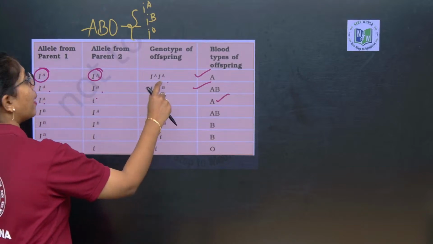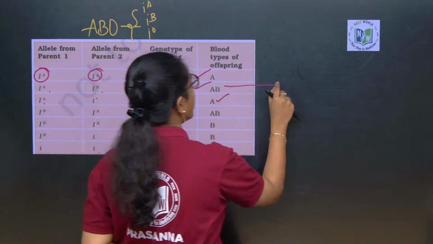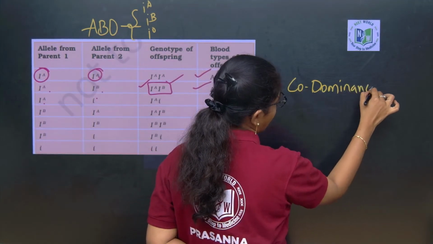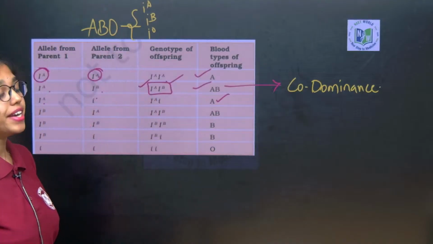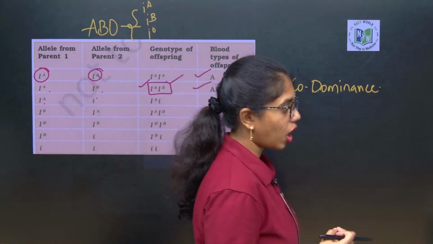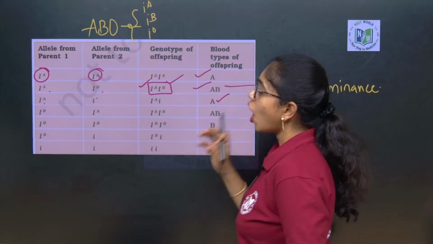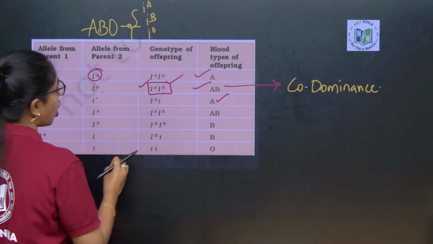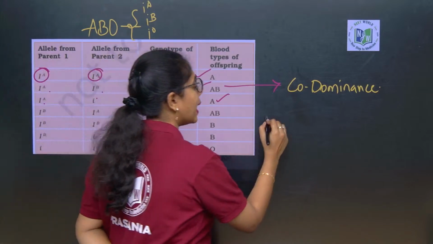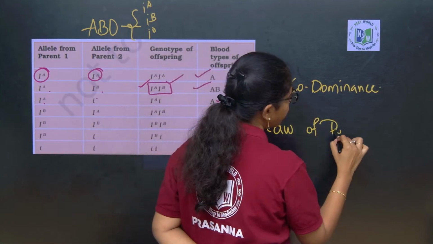So, here in AB blood group, both the alleles are dominant. Here comes the concept of codominance, incomplete dominance, codominance and multiple allelism. All these 3 are what? Expressions. All these 3 are exceptions of Mendel's laws. What law is that? They are exceptions of the law of dominance.